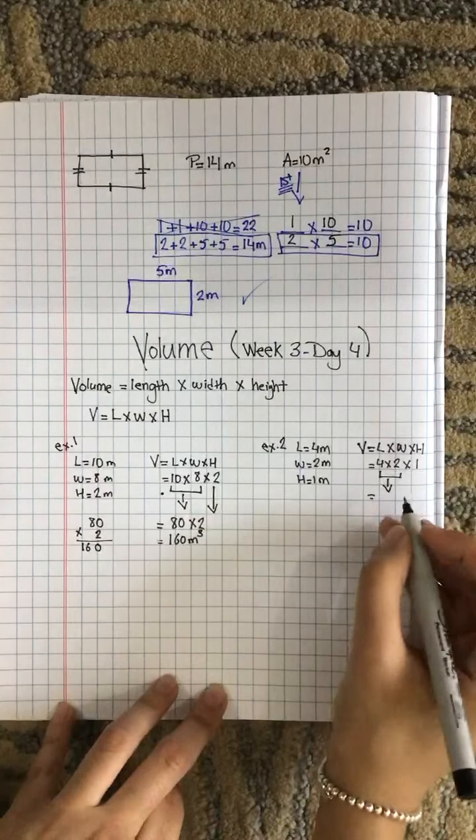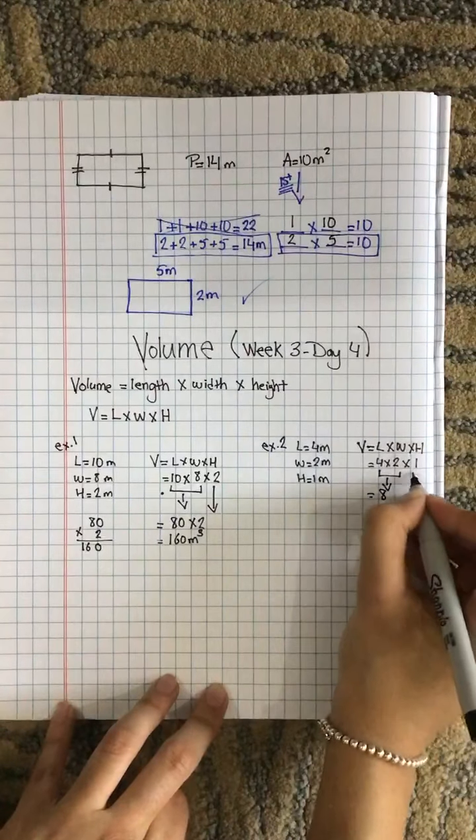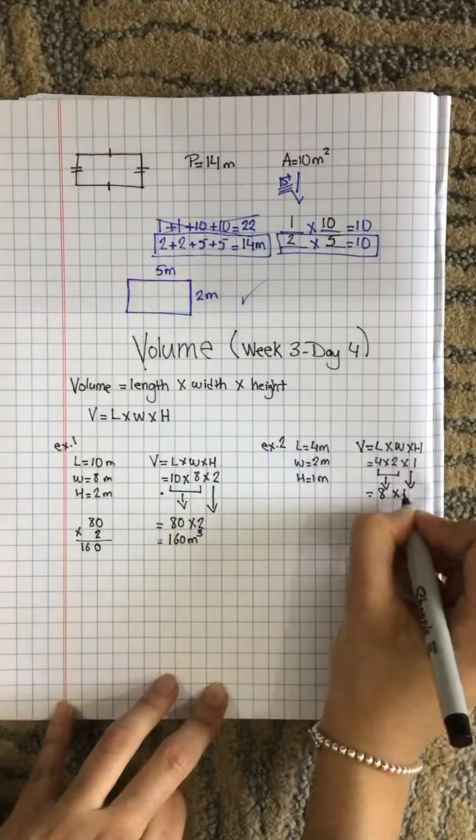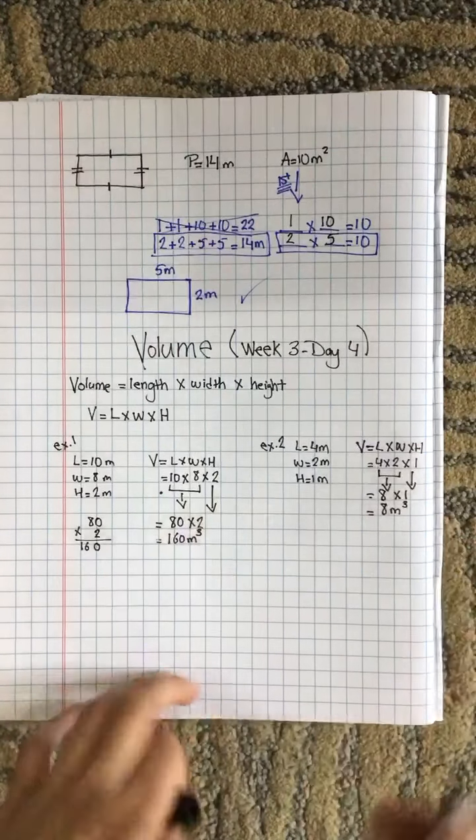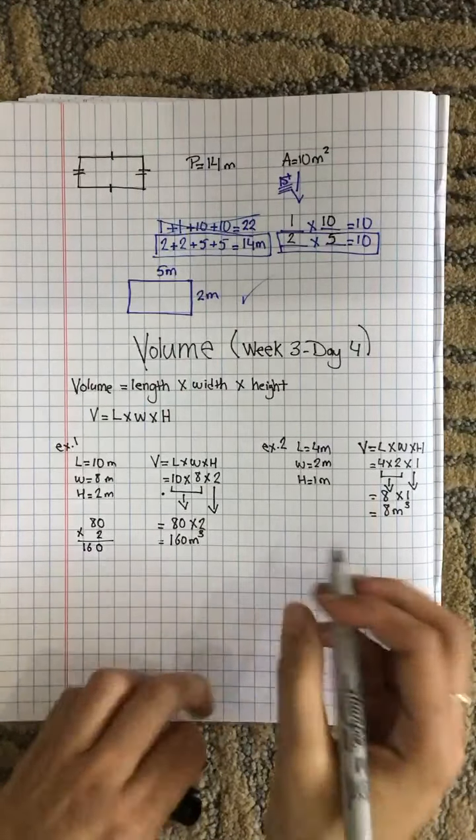4 times 2 is what? 4 times 2 is 8. Then you bring down the 1. 8 times 1 is 8 meters cubed. That was an easy one. Okay, let's do one more.